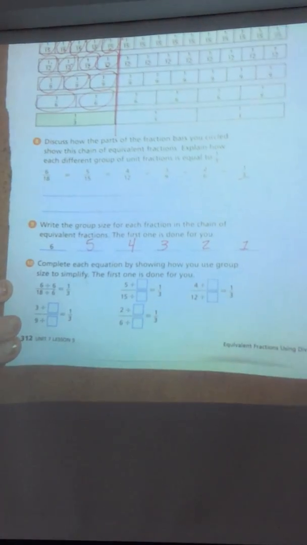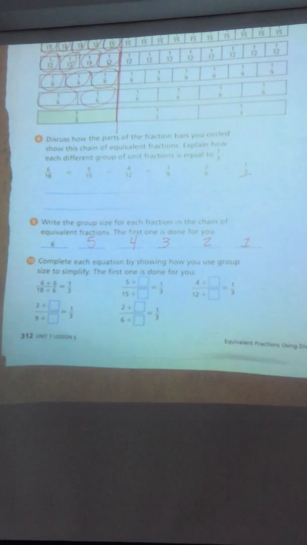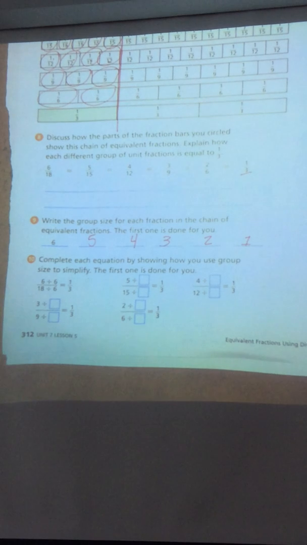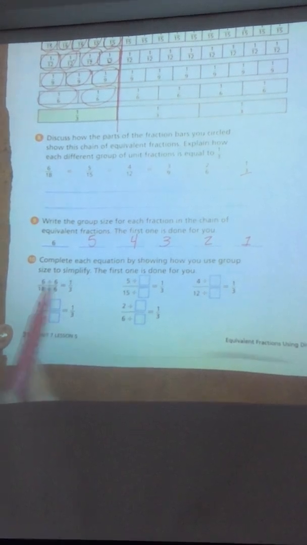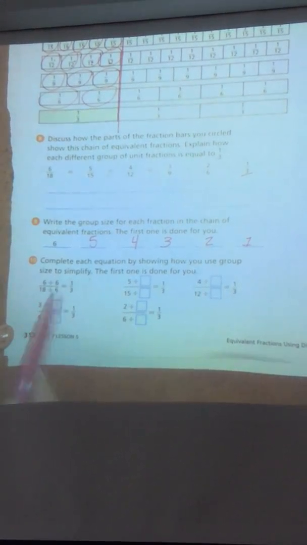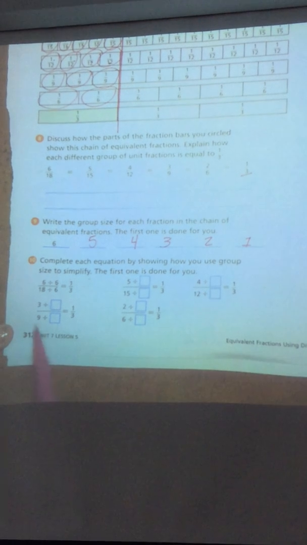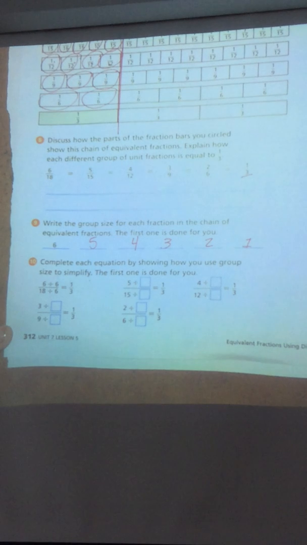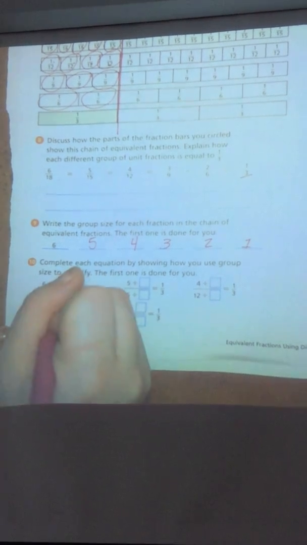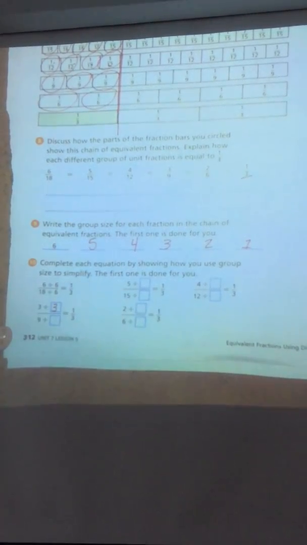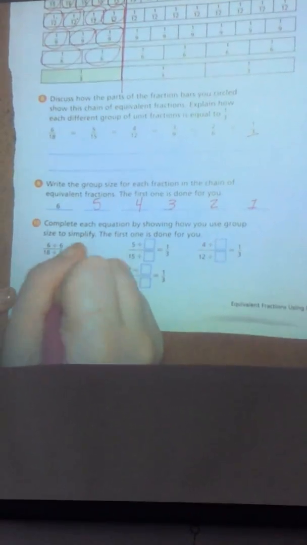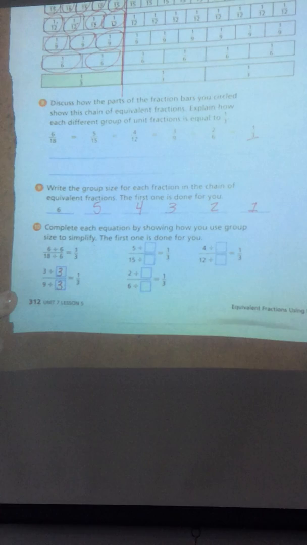So down here, complete each equation by showing how you use group size to simplify. The first one is done for you. So what they did is they did 6 divided by 6 equals 1, and 18 divided by 6 equals 3. So let's think, 3 divided by what equals 1? Okay, if you said 3, you would be right. And if we divide anything by the top, we also have to divide it by the bottom. So 9 divided by 3 equals 3. So 3/9 equals 1/3.